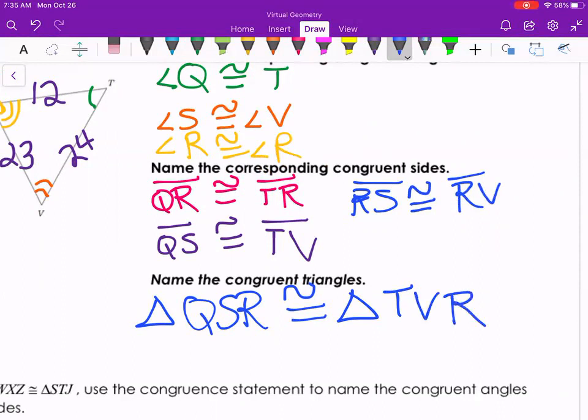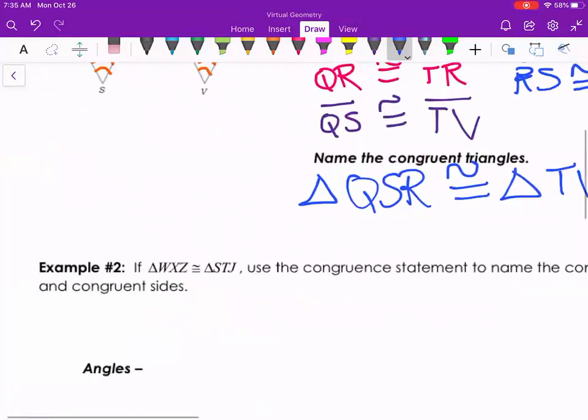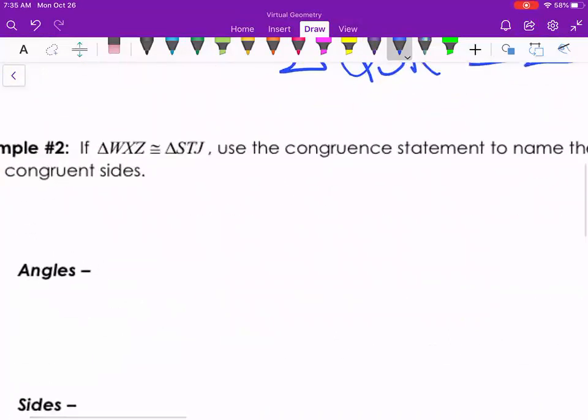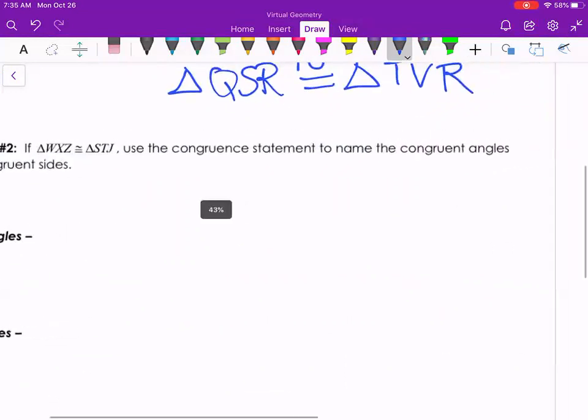All right, now in our next example, we're going to use that congruent statement to find all the other pieces of information. All right, so if triangle WXZ is congruent to triangle STJ, use the congruent statement to name all the congruent angles and sides. All right, so let's start with that congruent statement. Now, one thing that will help you out when using the statement to name all these parts is to stack up those two names.